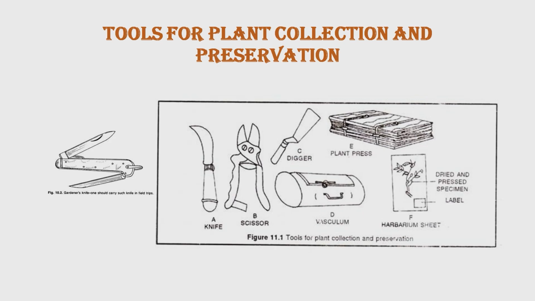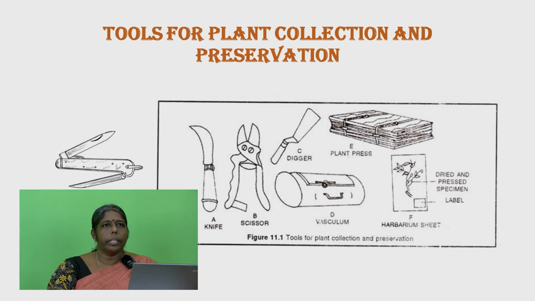Next, when we go for a field visit, we need to carry some tools. What are all the tools that we need to carry? The first figure that I have given is a small knife, which is a pocket knife. It's very handy. Or if you are going with a big group and need to collect from several trees, then you can take a big knife. Figure B is scissors, or you can say secateurs. You need the secateurs to collect big twigs. And in case you are going to collect a shrub or a herb, you need a digger so that you can dig out the whole plant along with the root.